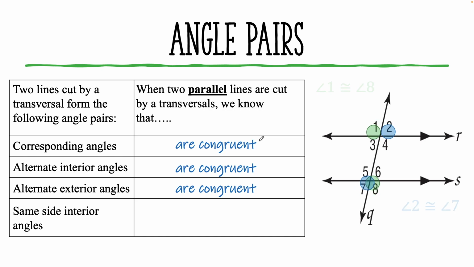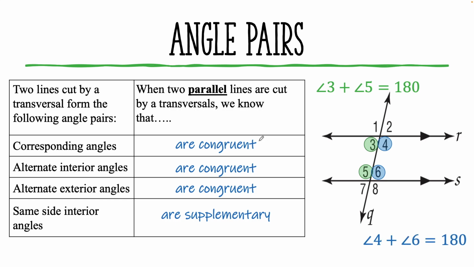And then finally our same side interior angles are, what do you think? Not congruent. They're actually supplementary, which means they add up to 180. So in this case, angle 3 plus angle 5 equals 180. And angle 4 plus angle 6 equals 180.